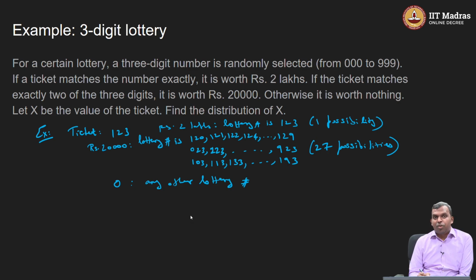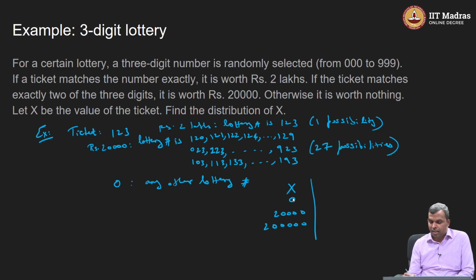So, what is the distribution of x? You have a ticket, the ticket number is fixed. For every ticket number, whatever the ticket number may be, x has 3 possible values: 0, 20,000, 2 lakhs. And that is the range. So, x belongs to 0, 20,000 and 2 lakhs.